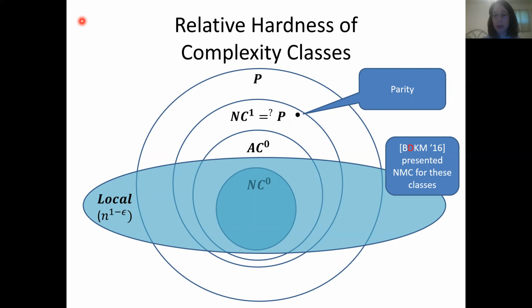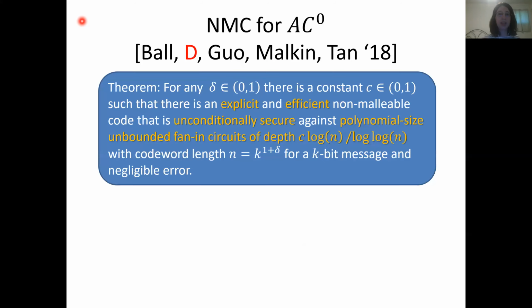So prior work with co-authors presented non-malleable codes for local functions, which also includes NC0. And now the main result that I'm going to be talking about is the construction of non-malleable codes that are unconditionally secure against polynomial size and unbounded fan-in circuits of depth log n over log log n. And the code length that we achieve is k to the 1 plus delta, where delta is a small constant between 0 and 1, where the input message is k bits and the output code word length is n.